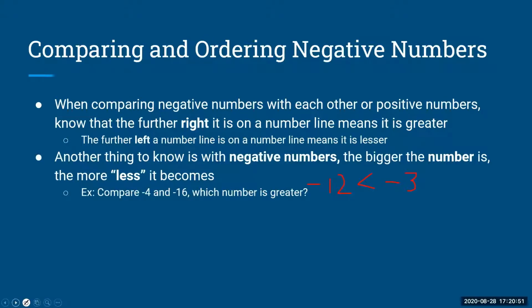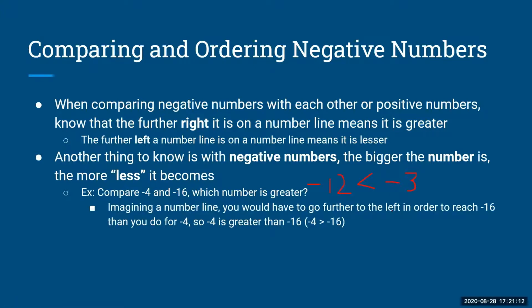Example: compare -4 and -16. Which number is greater? It should be really obvious. -4. If you imagine a number line, you see that -4 is further to the right of -16.